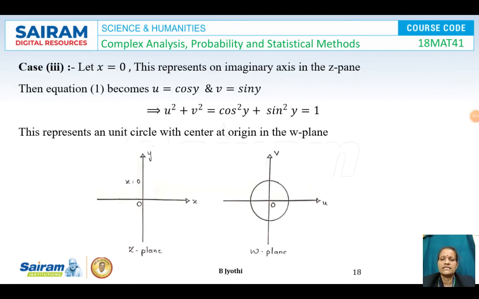Next, let us take the case 3. Let x is equal to 0. This represents the imaginary axis in the z plane. Then the equation becomes u is equal to cos y and v is equal to sin y. So u square plus v square is equal to 1. That means it represents the circle with unit radius and center at the origin in the w plane.